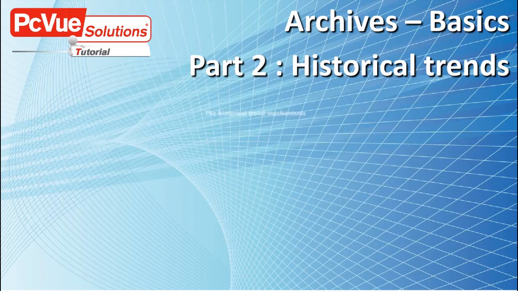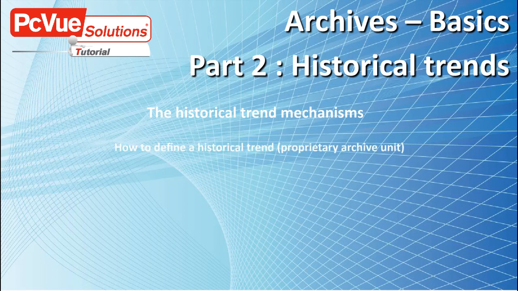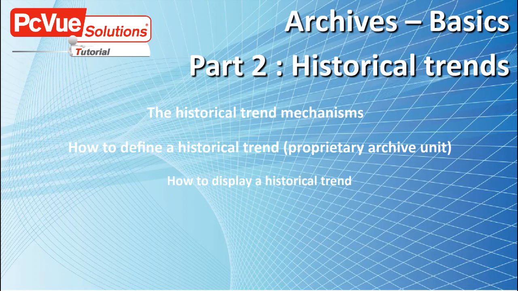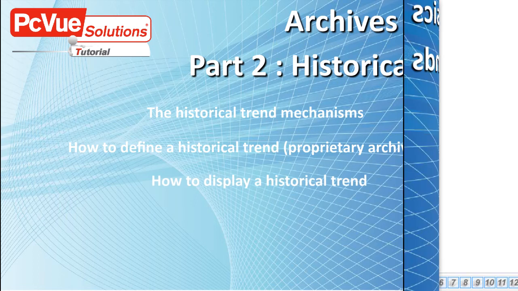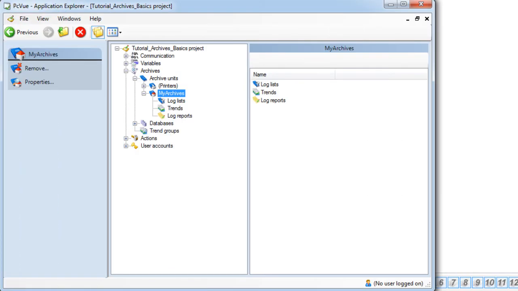In this part of the tutorial, we'll discuss the historical trends mechanism, how to record a historical trend in proprietary archive unit, and how to display a historical trend. PcVue can record bit and register variables to be displayed as a trend. To be recorded, the variable must be declared as an archive unit.